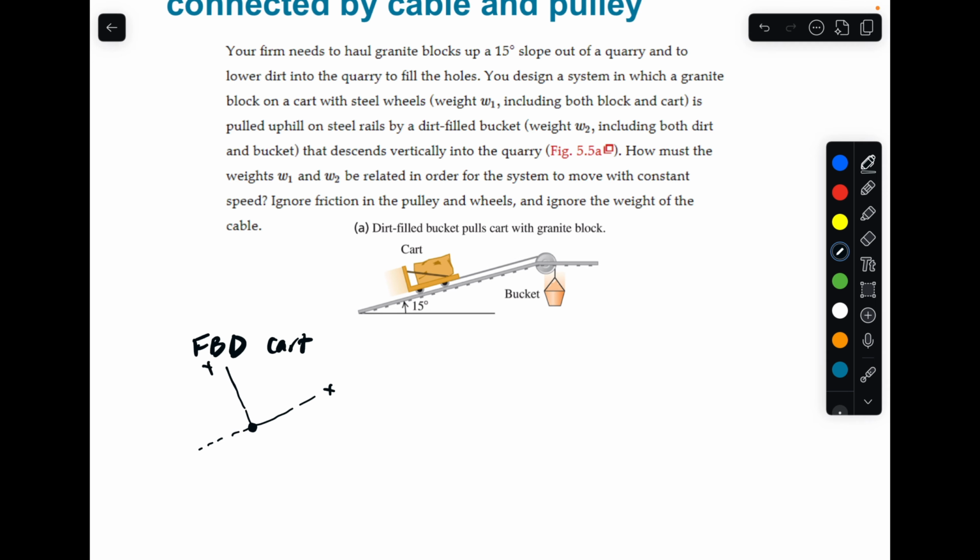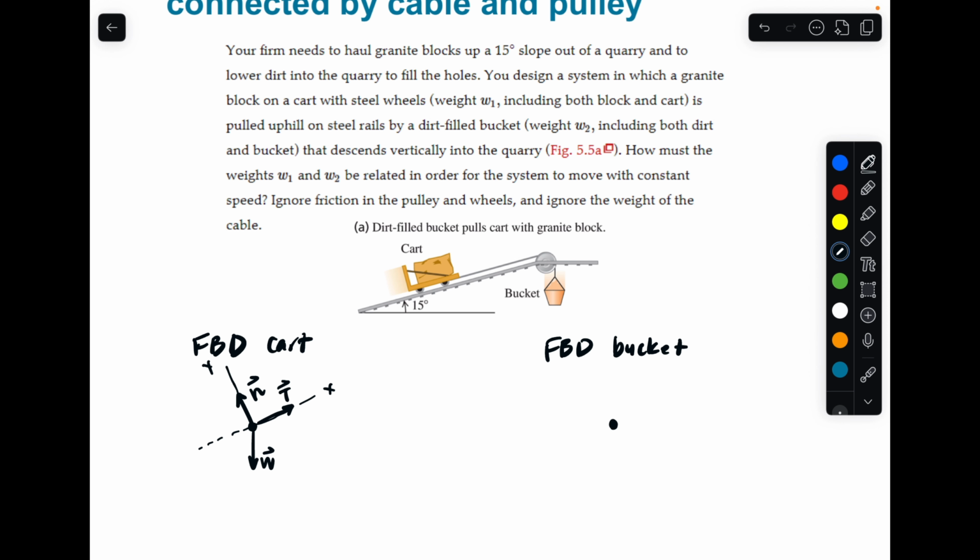And so I'm going to have a normal force, which is 90 degrees from the surface. And then I'm going to have a weight vector, which points straight down. And then I'm going to have tension due to the cable that's connecting the cart and the bucket. And there's no other forces acting on the cart. Let's draw the free body diagram of the bucket.